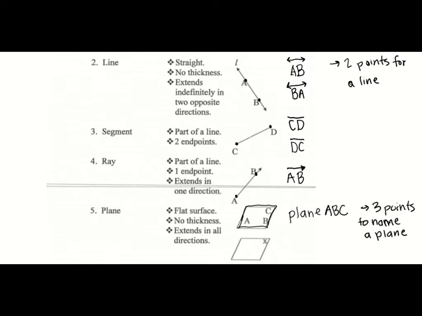Another way to name this plane is, if you notice this little x up here, that is a lowercase x. And we know that x is not a point on that plane because it's a lowercase letter. We only use uppercase letters to label our points. So if we have a lowercase letter in the upper corner, we can call it plane X. That X is just there to label the whole plane.